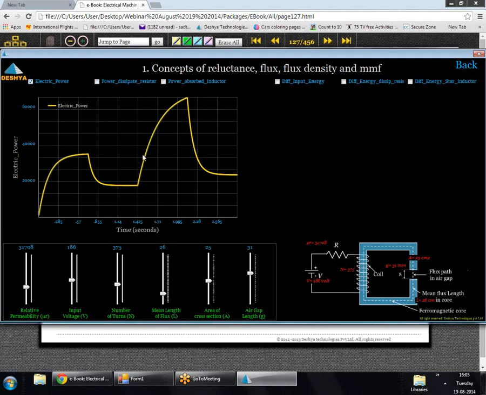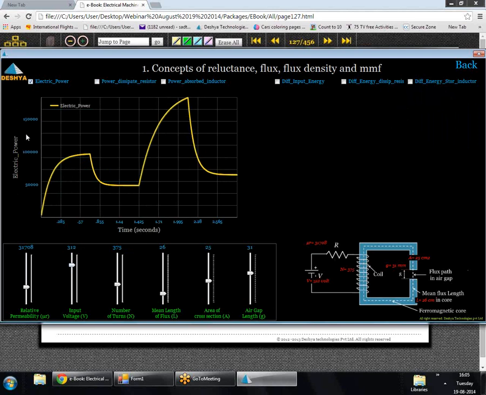This shows the curve of the input electrical power. Here you see there are three variations of the current that took place. Initially the current rose and went to a steady state value, then we increased the resistance and the current dropped, then we decreased the resistance and the current rose, and then we again increased the resistance, and the current reduced. Details of this are there inside the book, but what I want to demonstrate is that as soon as I change my voltage, for example, my input electrical power changed.